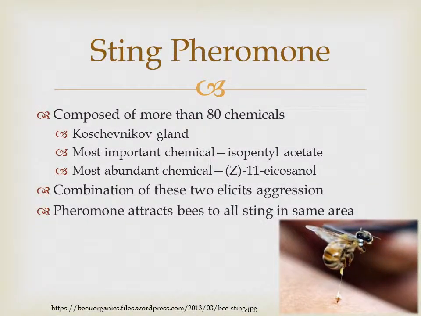The sting pheromone is made up of more than 80 chemicals that come from the sting gland and the Koschevnikov gland. The most important chemical is isopentyl acetate. The most abundant chemical is Z11-eicosenol. The release of this pheromone attracts bees to sting all in one area. Combining Z11-eicosenol and isopentyl acetate leads to a synergistic response.